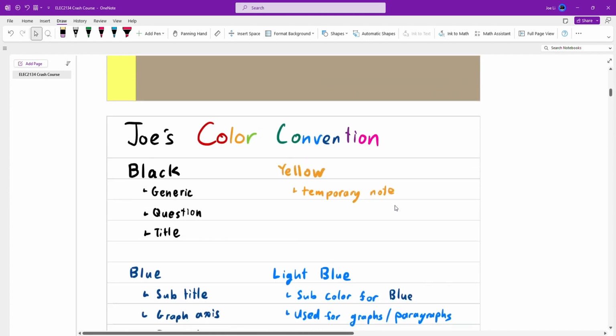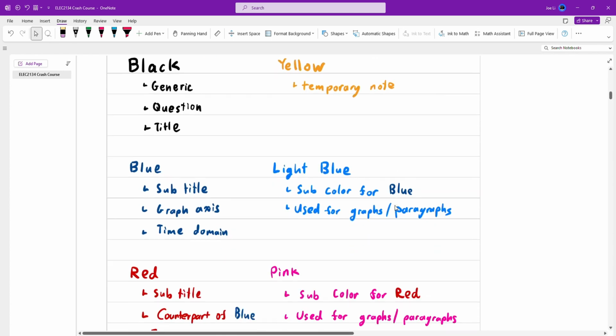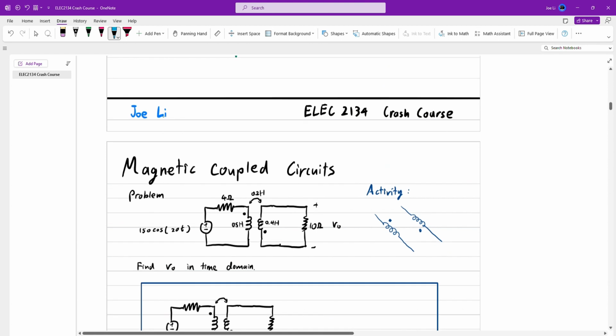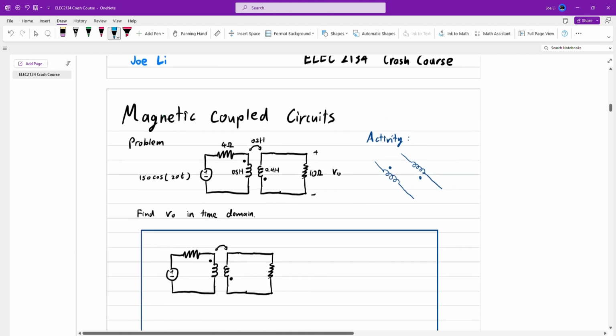Okay, so let's go through everything that I have here. Quick thing about my color convention, I love to use blue as time domain and red as frequency domain. Okay, so let's get started. The first thing I want to do is the polarity of the coupled inductors, the dot convention.